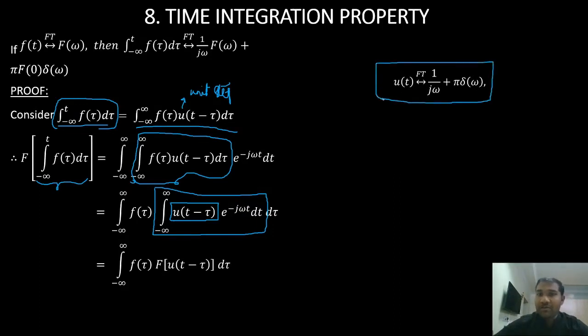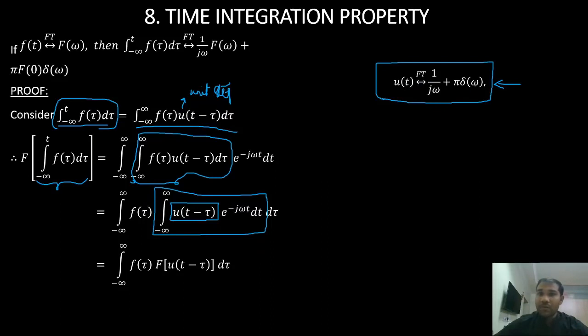We will discuss, after the properties, the Fourier transform for each and every basic elementary signal. There we will prove this, the Fourier transform of u of t. For the sake of this property, just remember the Fourier transform of u of t is 1 by j omega plus pi into delta of omega. The proof of this we will see in the coming slides after the properties. Till then, please just remember this statement, the Fourier transform pair.